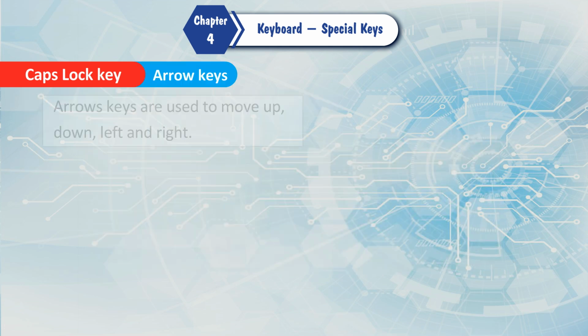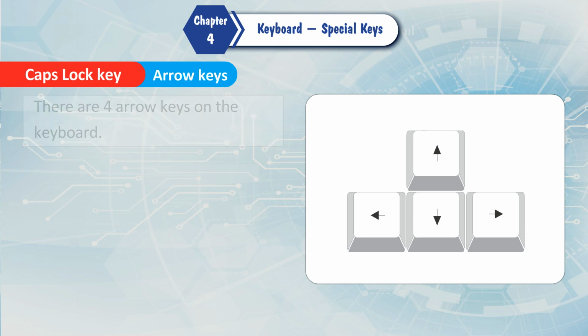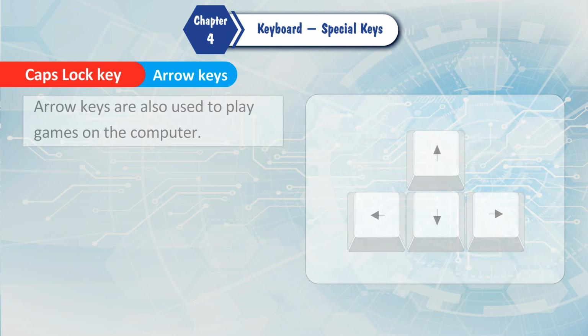Arrow keys. Arrow keys are used to move up, down, left and right. There are 4 arrow keys on the keyboard. Arrow keys are also used to play games on the computer.